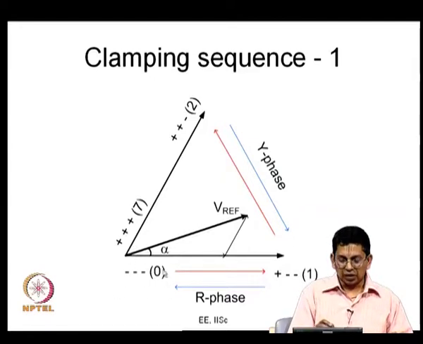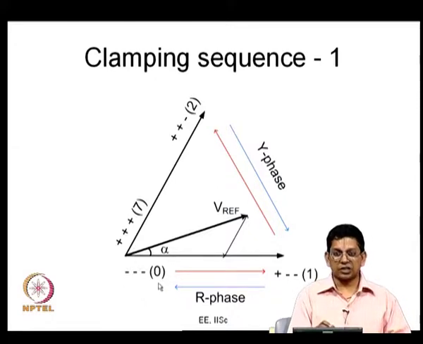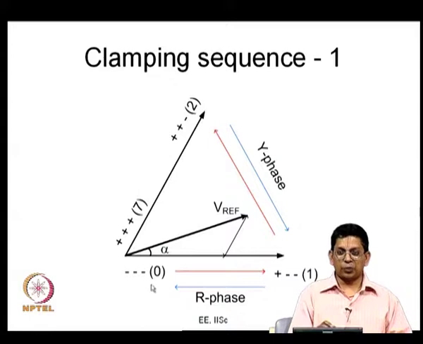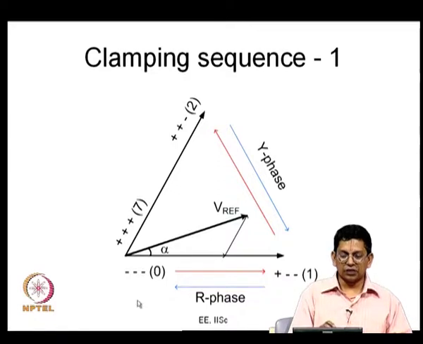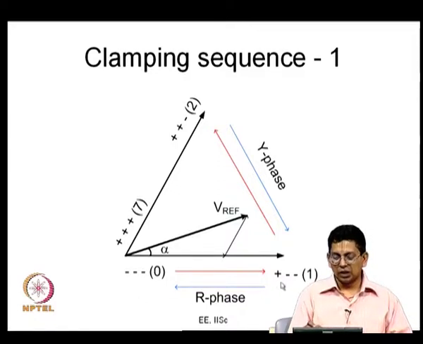You start from here, let us say you apply this 0 state 0 for the entire tz seconds, not half of tz, not 50%, 60% or 70% of tz. For the entire tz you apply minus minus minus. Then at the end of tz you switch your R phase and you go to plus minus minus and stay at this state for t1 seconds, and then you switch your Y phase and stay there for t2 seconds. That would be the end of your subcycle.